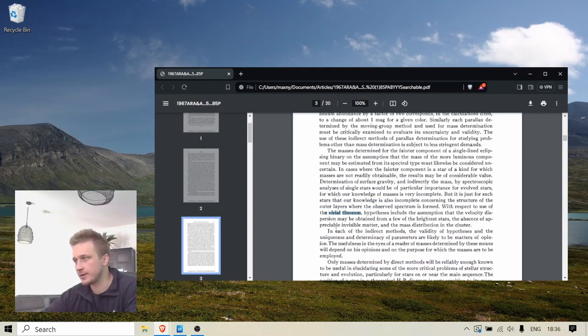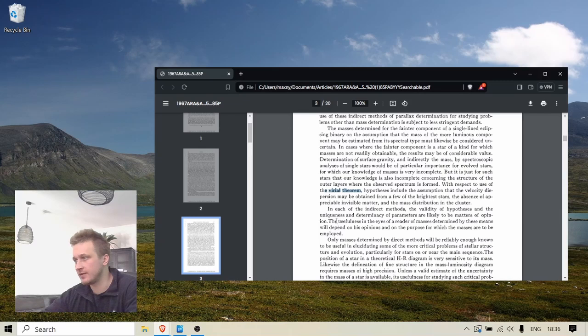In each of the indirect methods, the validity of the hypotheses and the uniqueness and determinacy of parameters are likely to be matters of opinion. The usefulness in the eyes of a reader of masses determined by this means will depend on his opinions and on the purpose for which the masses are to be employed. This is interesting.